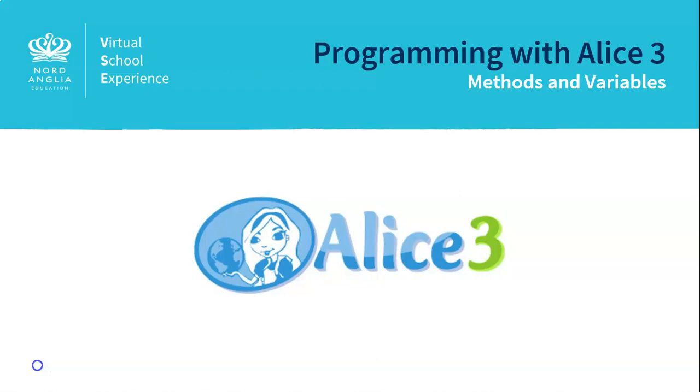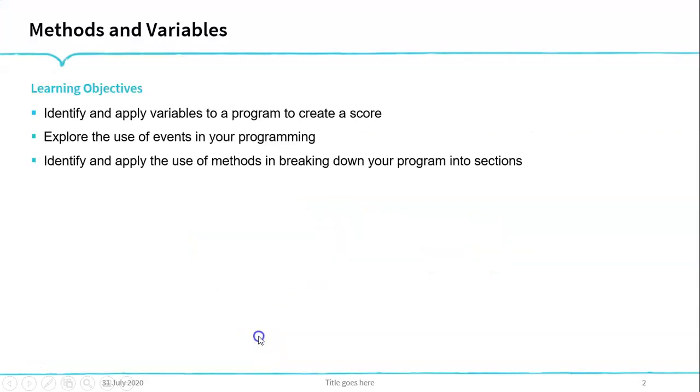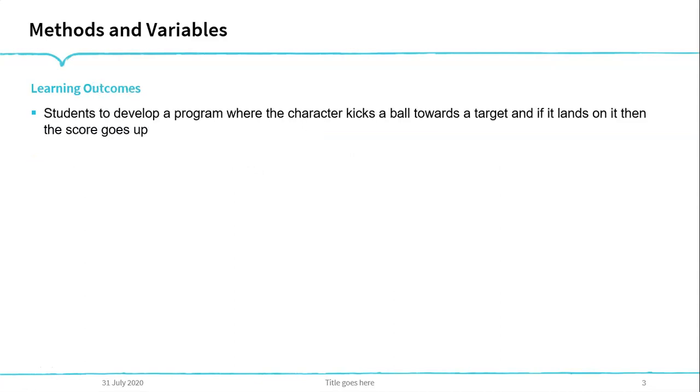In this tutorial you're going to learn about methods and variables, and to identify and apply variables to a program to create a score, to explore the use of events in your programming, and to identify and apply the use of methods in breaking down your program into sections. And by the end, you're going to have developed a program where the character kicks a ball towards a target, and if it lands on it, then the score goes up.